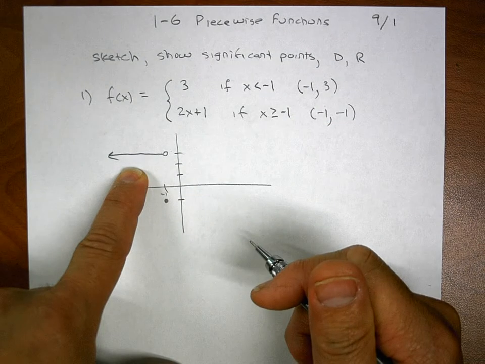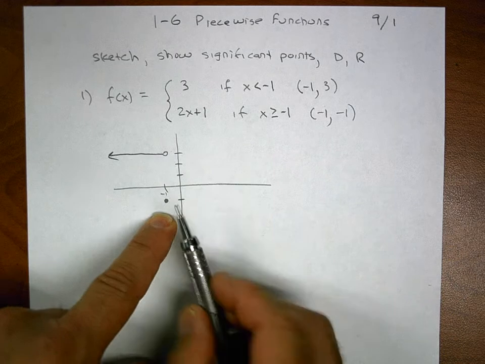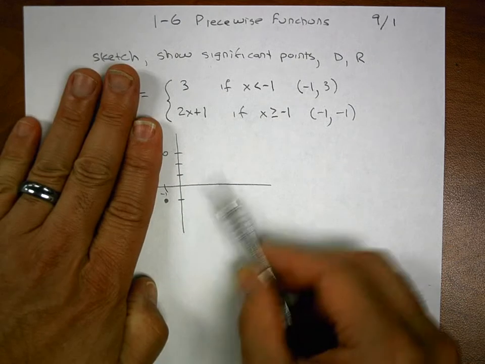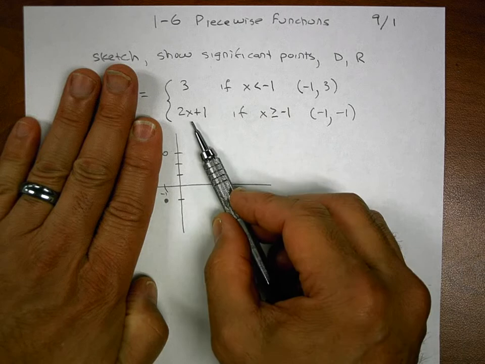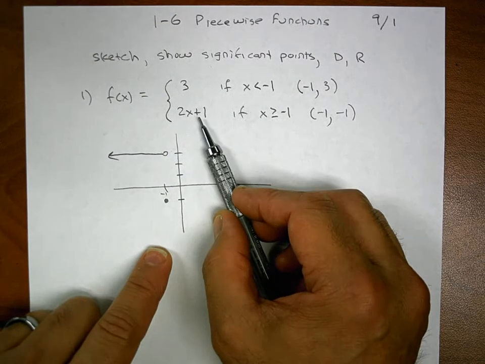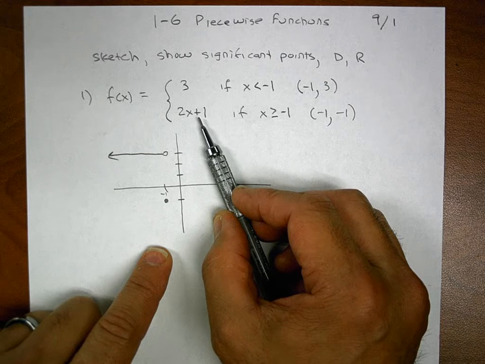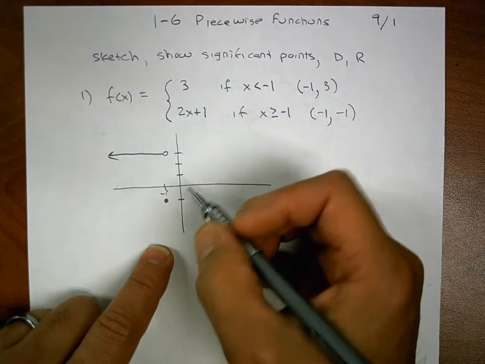Okay, let's go to the next one. So this one, when x is bigger than -1. Okay, so when it's this side of -1 over here, this is where we see the graph. Well, we all know how to graph a line. How do I graph this line? Do the slope. What is the slope? 2. Okay, so how do I do the slope?